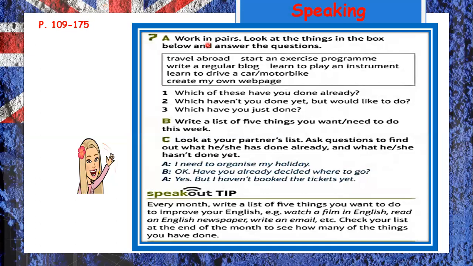And in the last part, we have a speak out tip. For example, every month write a list of 5 things you want to do to improve your English. Example: watch a movie or a film in English, read an English newspaper, write an email, or check your list at the end of the month to see how many of these things you have done. This is very nice and important for you if you want to improve your English.